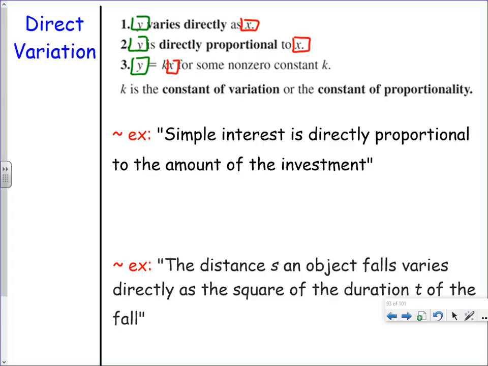An example could be the area formula of a circle. Pi r squared. Area is directly proportional to the square of the radius. But we have this extra constant pi that's very important.